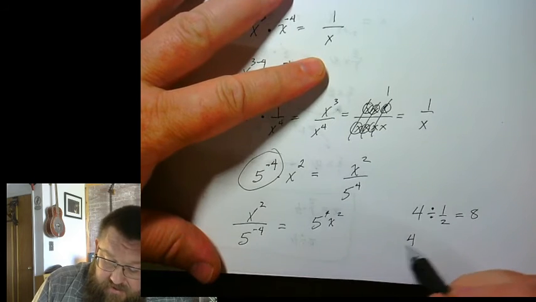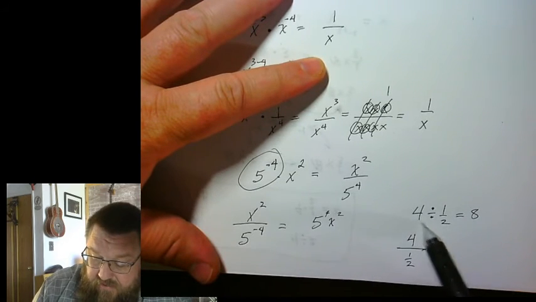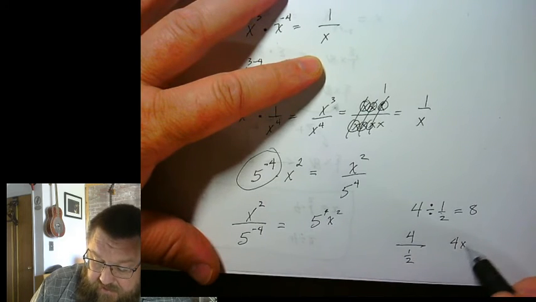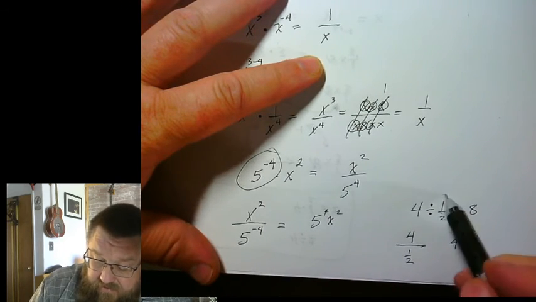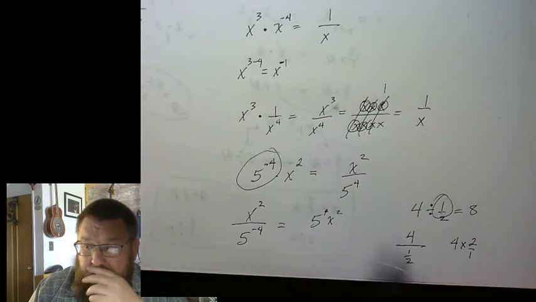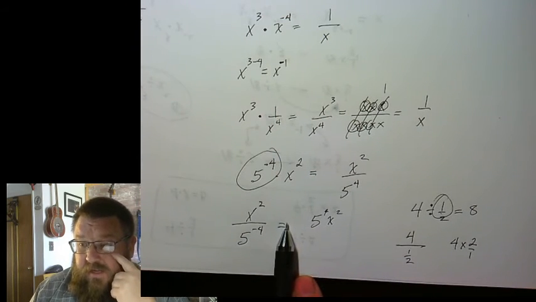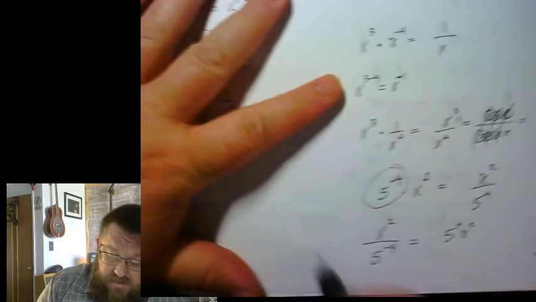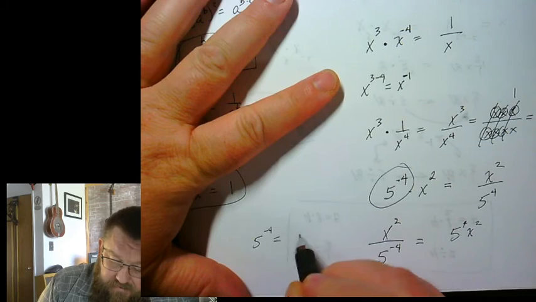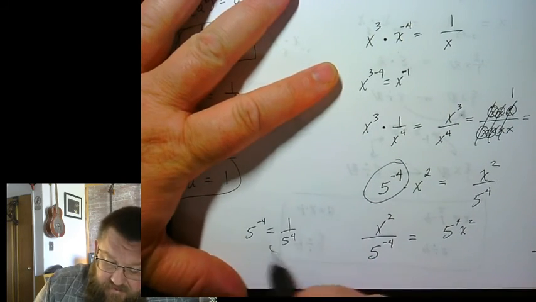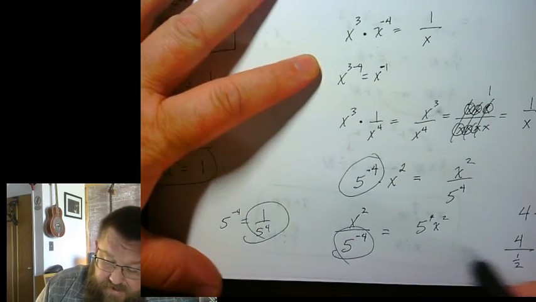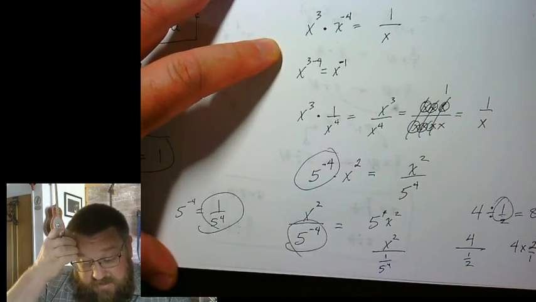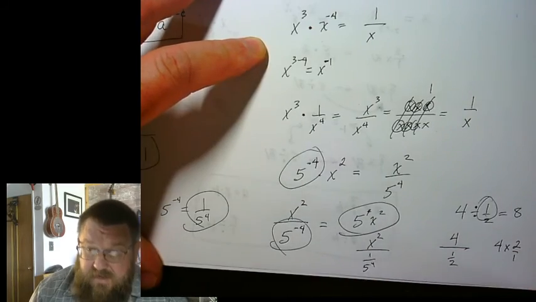Because this is really 4 divided by 1/2. And the way you do division is multiplication by the reciprocal. So you flip over the second number and then you multiply. That's what this one is. You see? It's really complicated and ugly looking, but the idea is simple. First of all, negative 4, that's 1 over 5 to the fourth, right? So this and this are the same. So what we really have right here is x squared times 1 over 5 to the fourth. And then you multiply by the reciprocal and you get that.